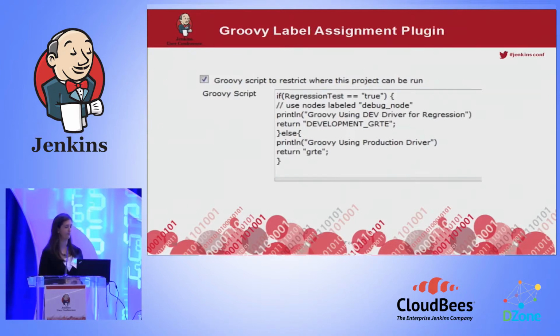So this is what it looks like. You get a checkbox, and then you can say, if we're in dev mode and we're regression testing, send it to my development slaves. But if we're not, then send it to the production slaves. So with one set of pipeline jobs, you can handle a development scenario where you're making changes, or a real production scenario. It allows you to reuse the same pipeline, but parameterize it.